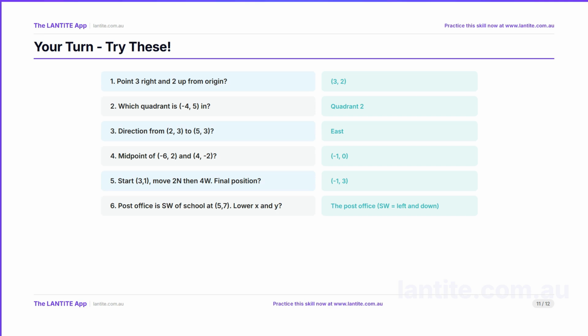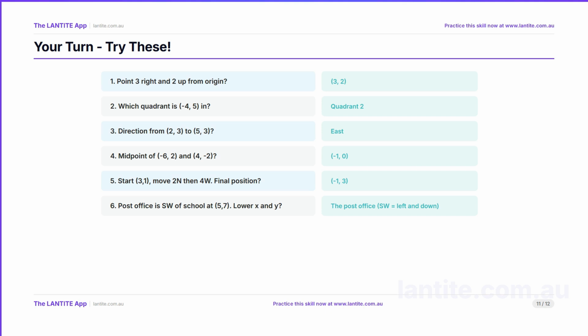Now it is your turn. Pause the video and try these 5 problems. Problem 1. What are the coordinates of a point that is 3 units right and 2 units up from the origin? Problem 2. In which quadrant is the point -4, 5?